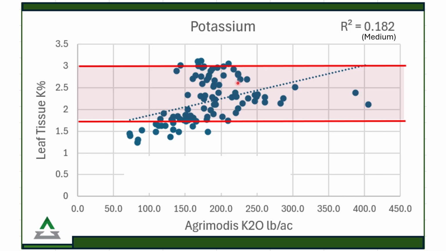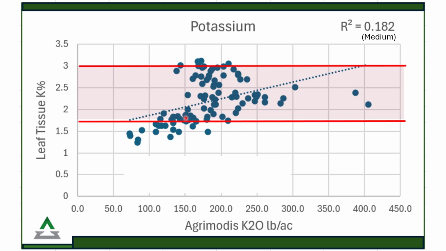Now, compared to nitrogen and phosphorus, we do have a better R squared value for potassium. It's 0.182, so that's a medium correlation in this case. It was very weak and nearly non-existent for nitrogen and phosphate, so at least we're a little better for potassium. But we still have the same problem: it's not necessarily true that the yield rises as you raise your leaf tissue.